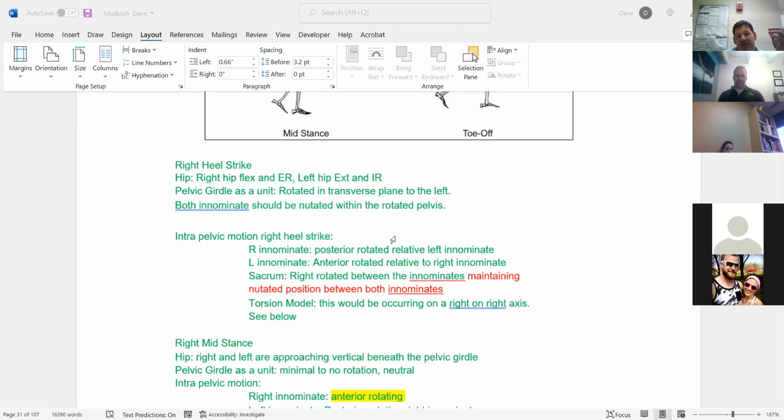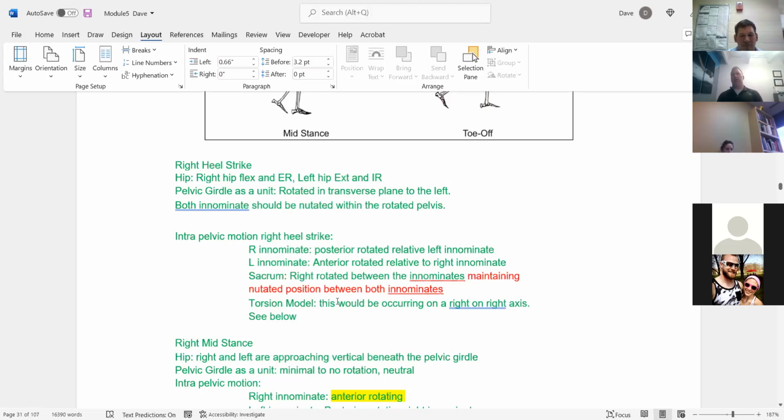So that's what we're talking about next, intrapelvic motion with right heel strike. So we have the right innominate with right heel strike be posteriorly rotated relative to the left innominate. The left innominate, because you're in end range extension at this point, would be anteriorly rotated relative to the right innominate. And the simple version of this, not getting into torsions, is within this system, the sacrum, and just what Jim talked about as an axis through the sacrum, is right rotated between the innominates. But both the innominates in double weight bearing will be relatively nutated, not completely nutated, though the one, in this case the right one, right, Eric, would be more in the nutated position than the left, closer to close packed, I would say, as we load, and that creates that axis of motion on the right leg.